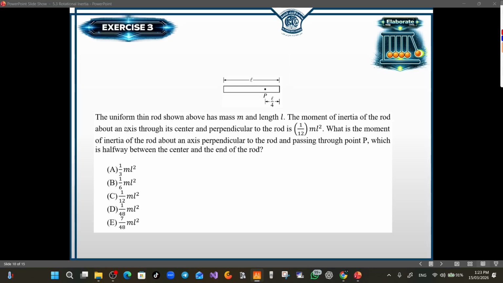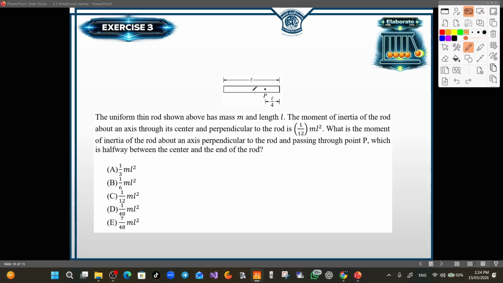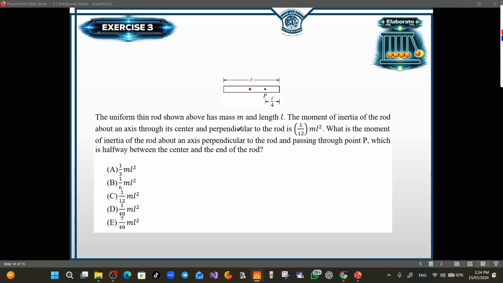Exercise 3. The uniform thin rod shown above has mass m and length L. The moment of inertia of the rod about an axis through its center and perpendicular to the rod is 1 over 12 ml squared. What is the moment of inertia of the rod about an axis perpendicular to the rod and passing through point P? So we have changed the point where the axis of rotation is passing through. Now it has been shifted to P. It was located here through the center of mass. Now it's passing through a new point P, which is halfway between the center and the end of the rod.